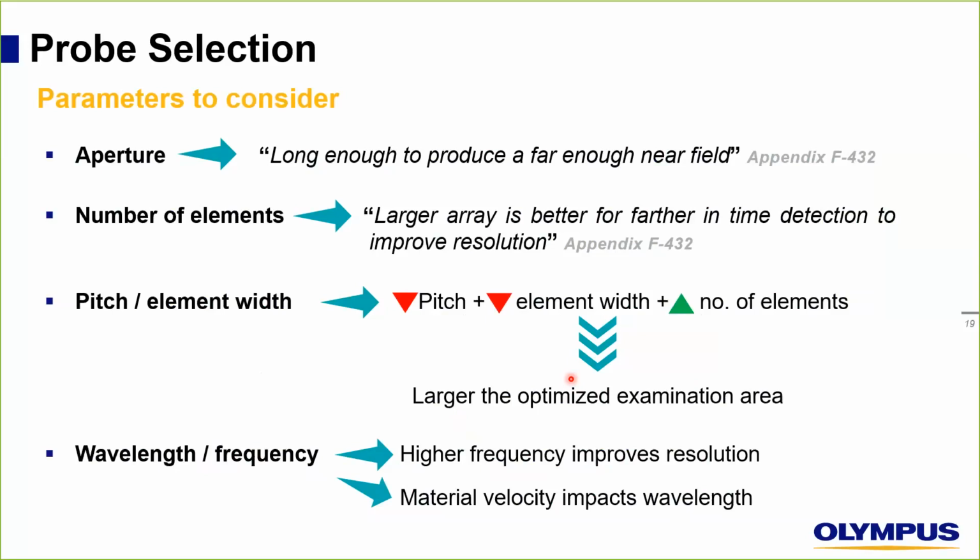Wavelength or frequency: higher frequency improves resolution, so this is proper to the probe, but we also have to consider the material velocity that impacts the wavelength. When material velocity increases in the material, it will increase the wavelength. The type of application and the area of interest are factors that influence the selection of one probe or the other, of course. And any given probe that performs poorly with standard phased array will probably perform poorly with FMC TFM as well. This is also mentioned in the code.